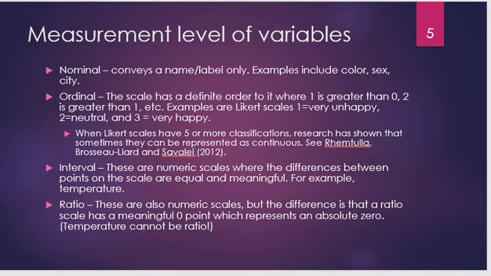The other 2 classifications are interval, where there are numeric scales, or the differences between the points on the scale are equal and meaningful. So temperature is a good example of that. And then ratio scales are my favorite because they're continuous and they have a real 0. They're numeric, and the 0 represents an absolute 0. So a good example of what's not ratio is temperature, because 0 represents a particular, very cold place on the scale, cold temperature, but it doesn't represent the absence of temperature.